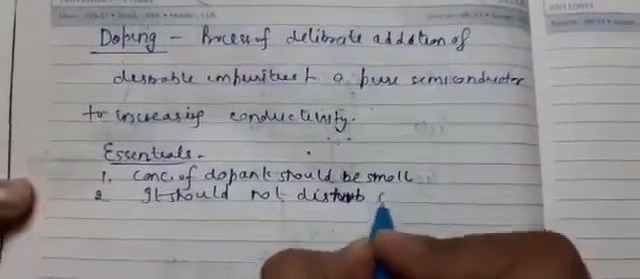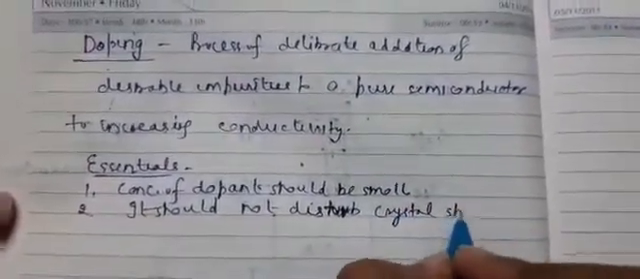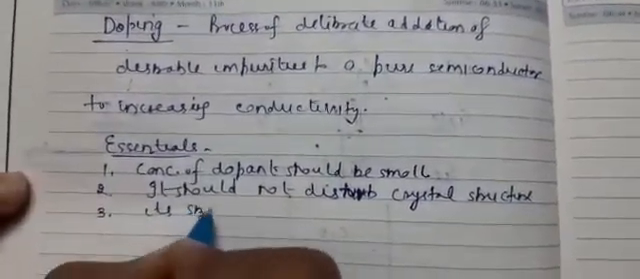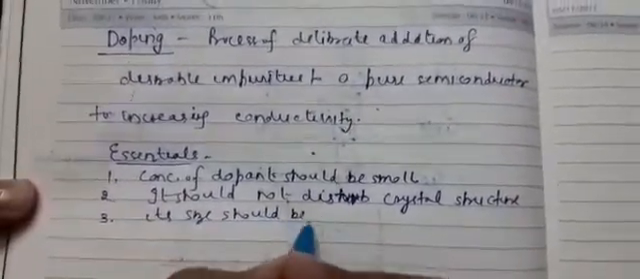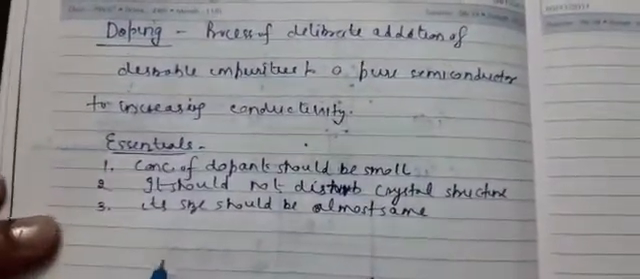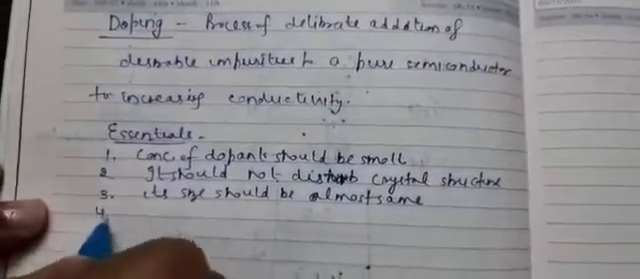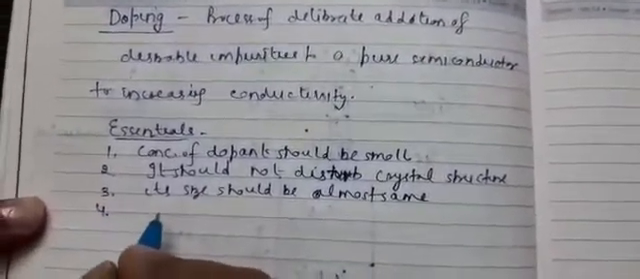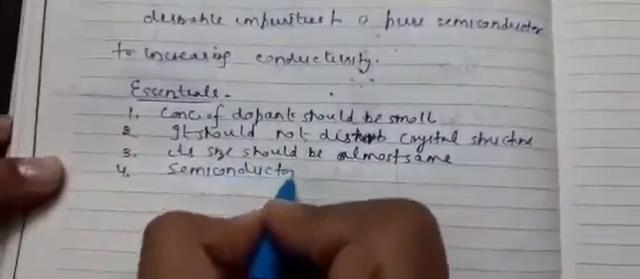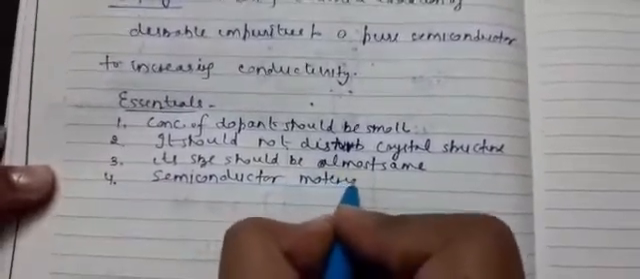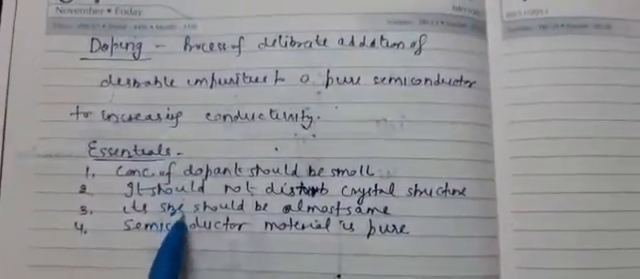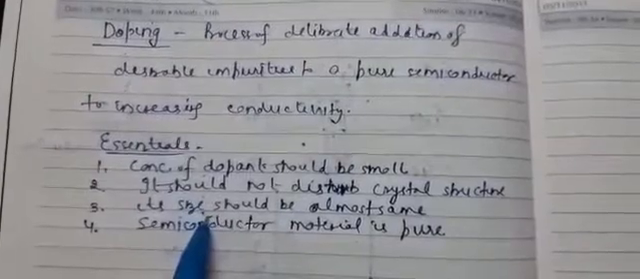It should not disturb the lattice crystal structure. And its size should be almost the same as that of the atoms which are used in the crystal structure. Last point, the semiconductor material that we are using should be of high purity. That means the material in which we are doing the doping should be pure. So these are the essential characteristics of the dopant when we are adding some impurities.